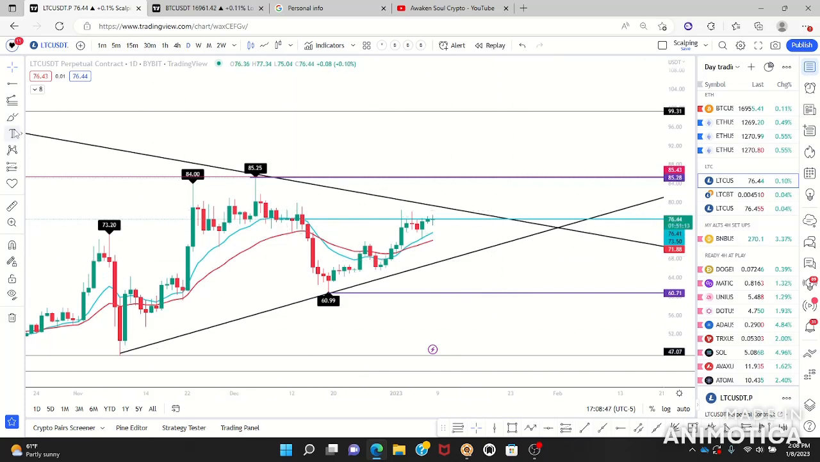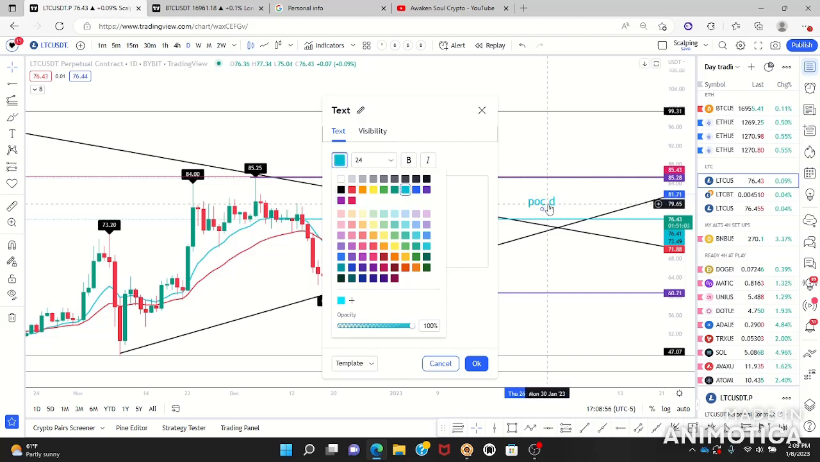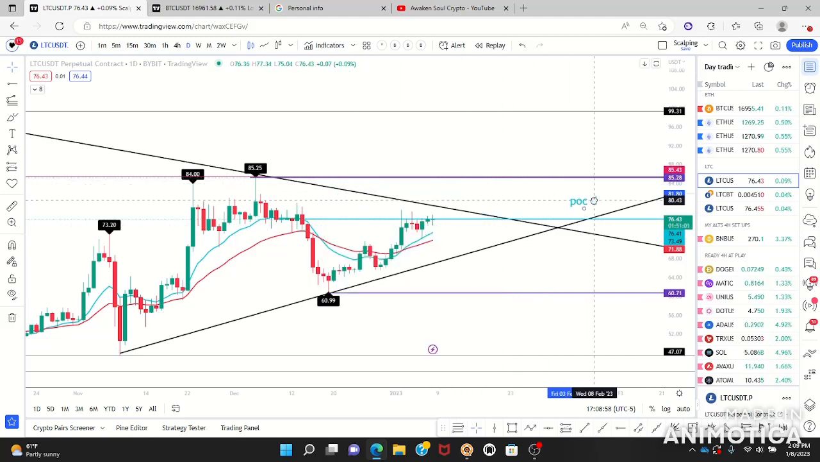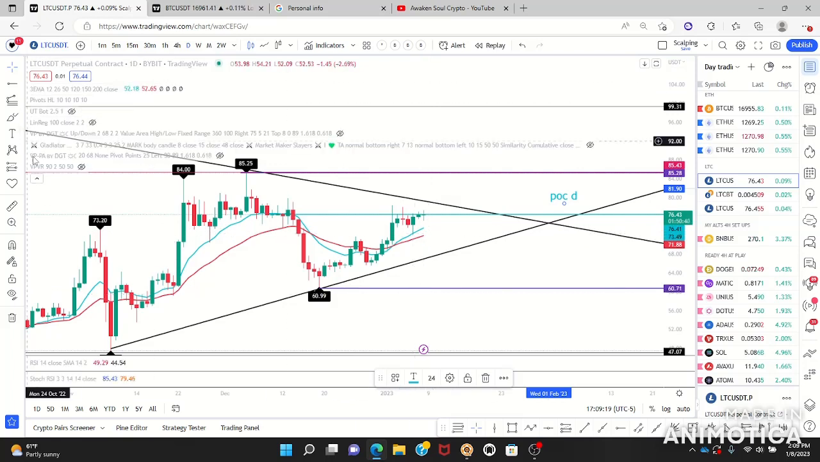Anyhow, we have our POC. Let's go ahead and mark it. POC daily. Gotta make it cute. Gotta put a lot of love and effort in your charts. Okay, so we have our daily POC, we have our range, we have our trend lines. Now that that is set, don't forget to keep an eye on your EMAs, and as we see, it is bouncing off the 12 EMA to the upside right now.